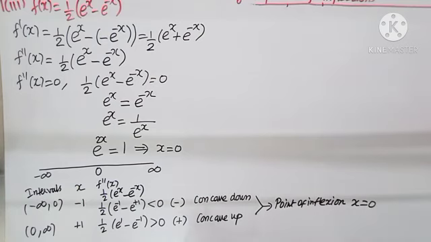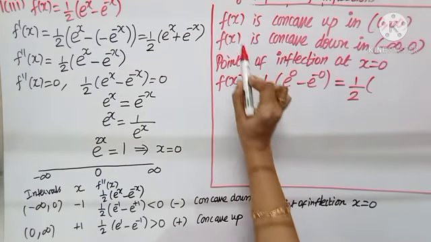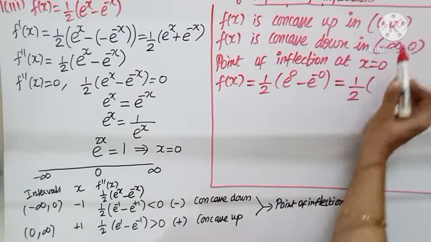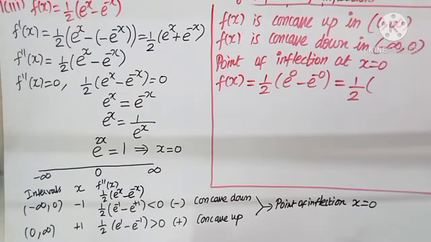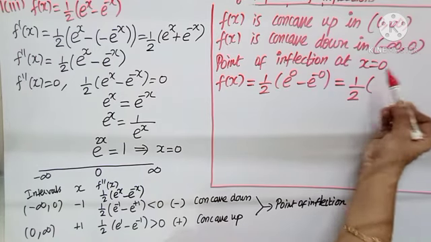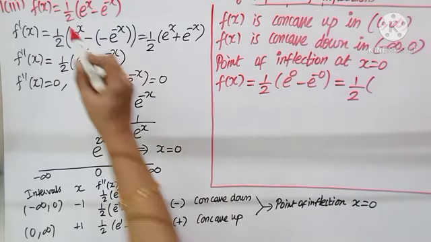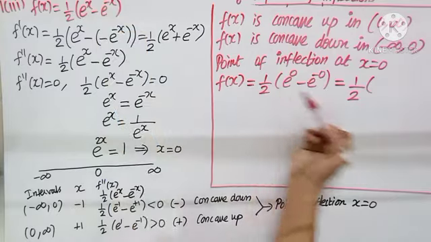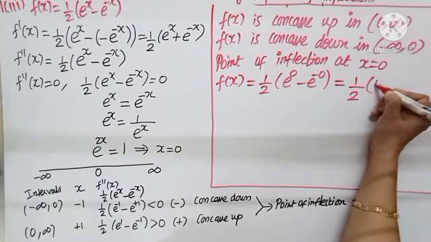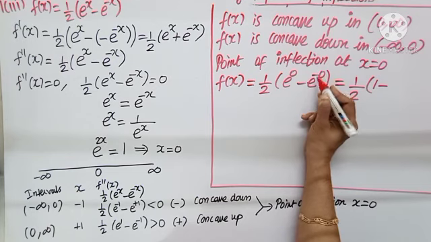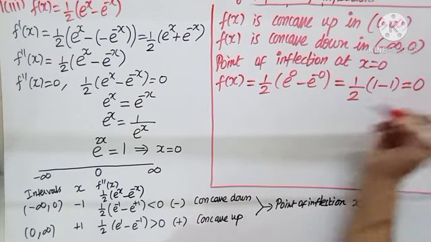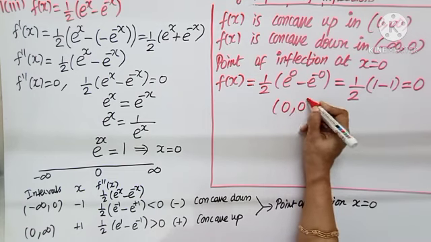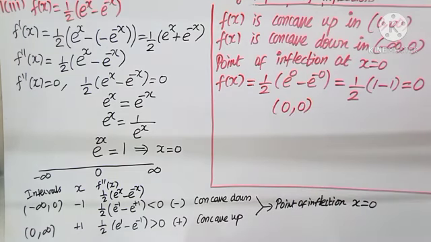So, these imply point of inflection at x is equal to 0. All this, let us take and write the answer. As we take and write the answer, f of x is concave up in 0 to infinity, concave down in minus infinity to 0. Point of inflection is at x is equal to 0. When x is 0, f of x is half e power 0 minus e power minus 0. E power 0 is 1. E power minus 0 means 1 by e power 0. That is also 1. 1 minus 1, 0. So, we get the point of inflection 0, 0 and that is the answer.